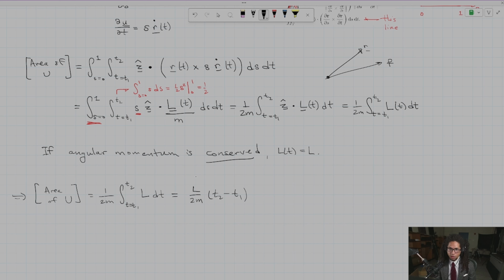In other words, if two regions are swept out in the same amount of time, T2 minus T1, then they will have the same area. So this proves Kepler's second law, sorry.